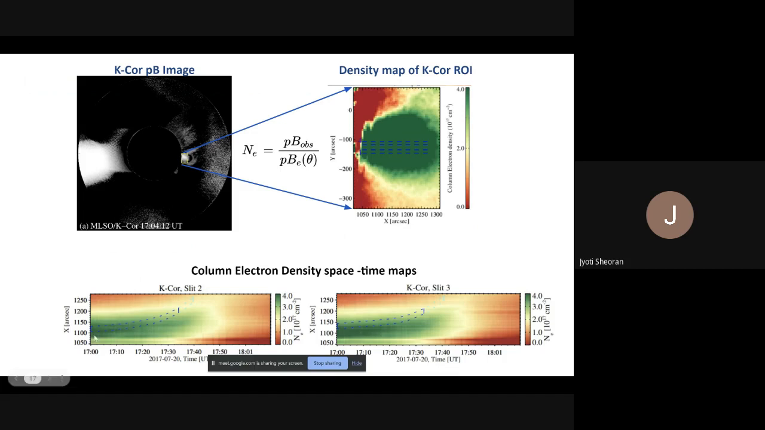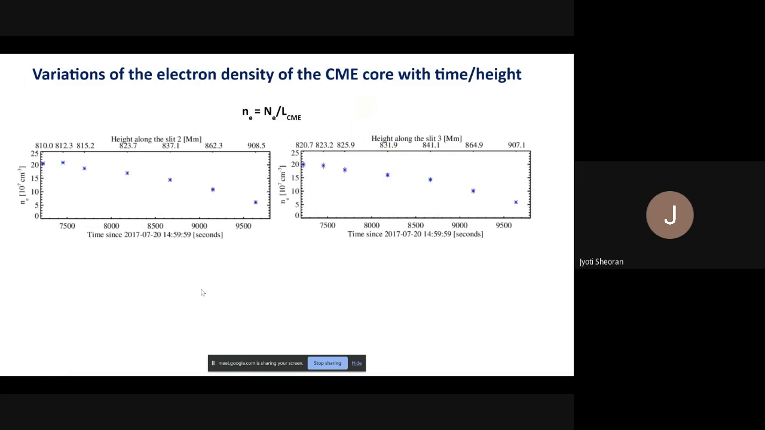This dashed curve is the same as I explained before, and we extracted the value of column electron density along this dashed curve, and then we divided it by L_CME. L_CME we calculated by GCS fitting using two vantage point observations: one is K-Cor, and the second is CoR-1A. I have not shown the results here because of the time constraint, but after that we divided the column electron density by L_CME, and we found that this plot shows the variation of electron density with time or height.